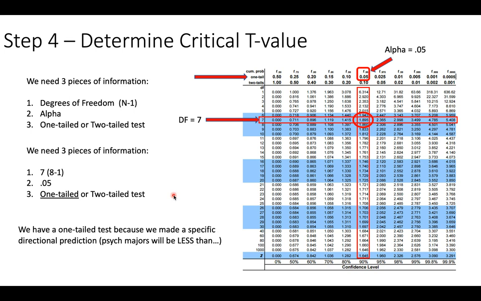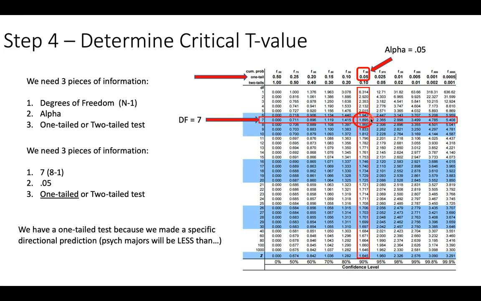Now, if you had a two-tailed test, what a two-tailed test means is that you're saying, well, I'm not sure whether the psychology majors will be greater than or less than my population. So I'm going to give myself a chance on both sides of the curve because I don't know which direction they're going to be. So what we would do in that case is we would take this value on the table and say, well, now our critical value is actually two critical values. It's plus or minus 1.895.